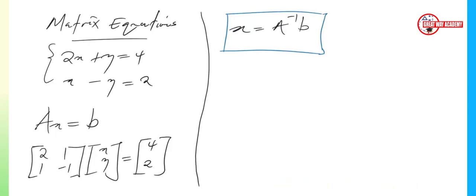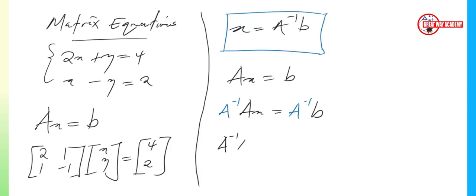Okay, so this comes from, for instance, when we have this linear equation AX is equal to B, we multiply both sides by the inverse of matrix A. So we have the inverse of matrix A times AX, which is equal to the inverse of matrix A multiplied by B. Okay, so when we multiply, this can be written as the inverse of matrix A multiplied by matrix A, then X.